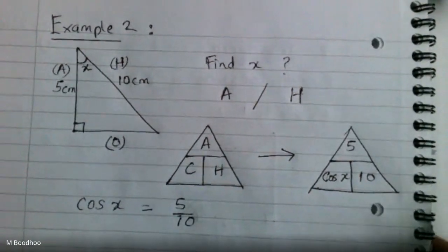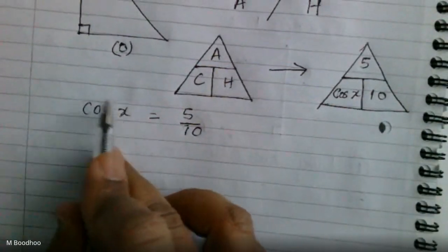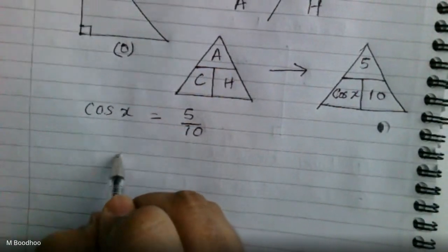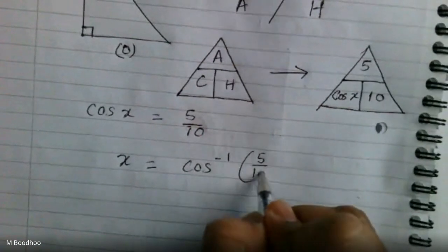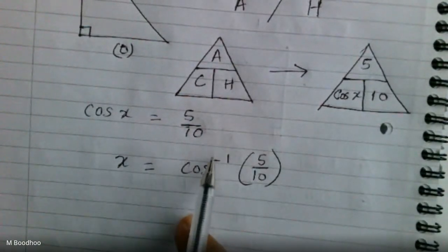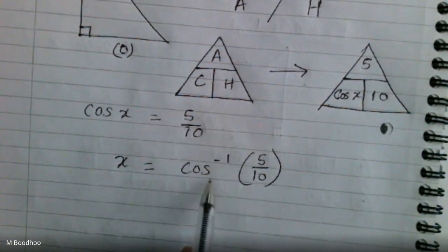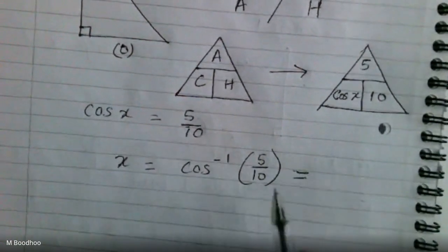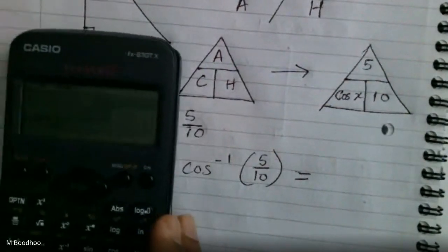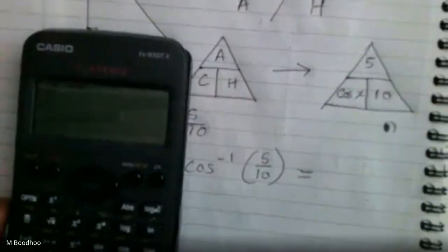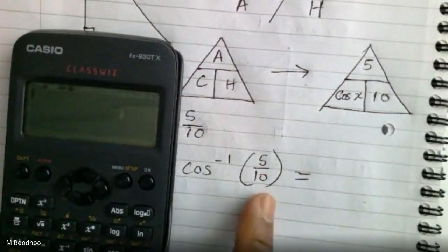Now look how I'm going to find the value of X from here. X is just going to be cos inverse 5 over 10. Whenever you're finding the angle, always remember you're going to write down cos inverse 5 over 10, exactly like that. How do I write this on my calculator to find the angle? Very easy. I'm going to clear my calculator first, and I want to type in cos inverse 5 over 10.